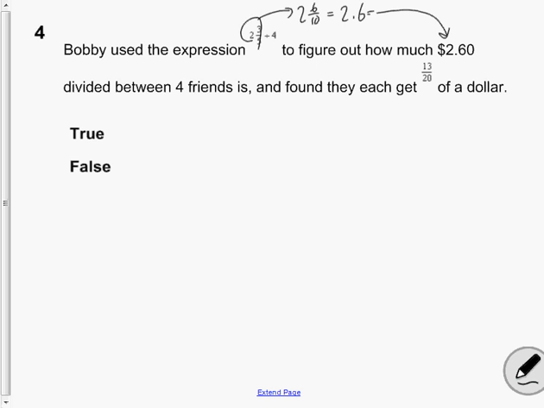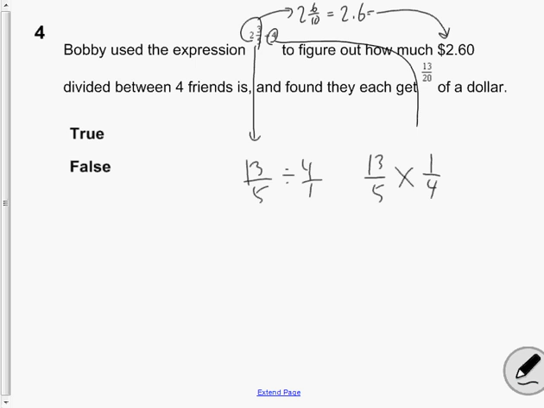So if I take my fraction and change it to improper, I would have 13/5 divided by 4, or I can say divided by 4 over 1. And when you divide fractions, we learned that the easiest way to approach them is to change it to multiplication and use the reciprocal of the second fraction. So the reciprocal of 4 is really a quarter. So once we have it written like this, I'm going to multiply my numerators and multiply my denominators and get 13/20. So therefore, that's true.